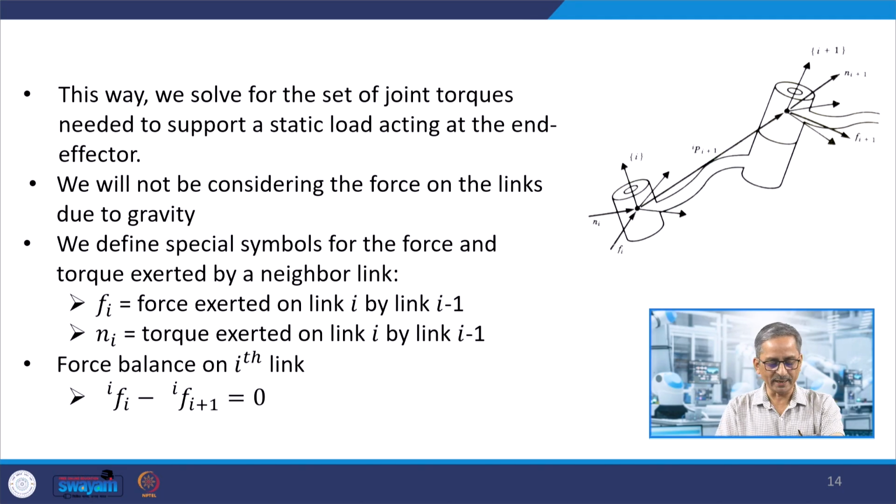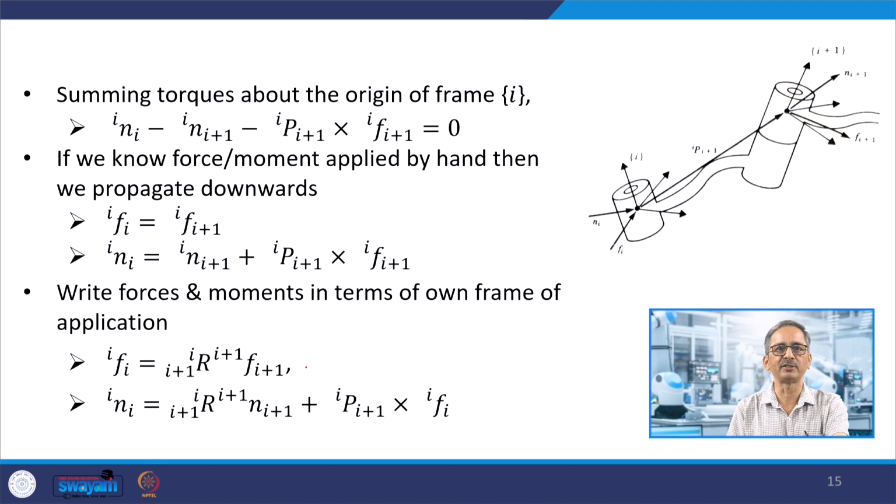So as I explained, say Fi is the force exerted on link i by the previous link and Ni is the torque exerted on link i by the previous link. So I can take a force balance of the ith link. This is the force applied from the previous link and this is the force applied by the current link on the next link. One value is positive, another is negative, and all these are expressed in terms of the same frame. So this is the force balance equation.